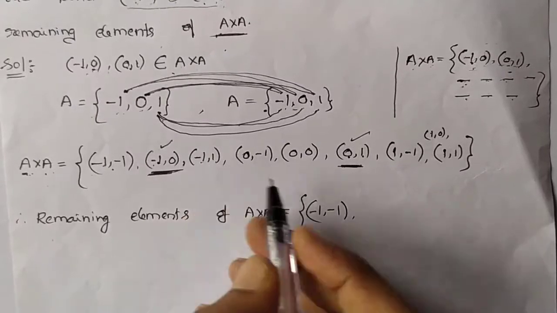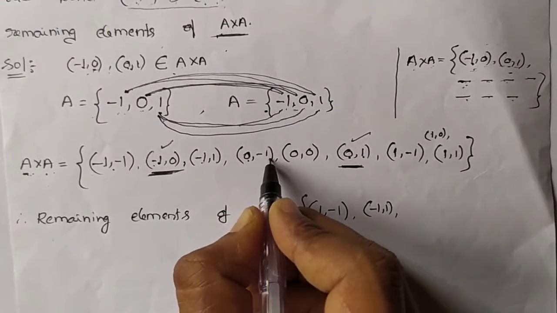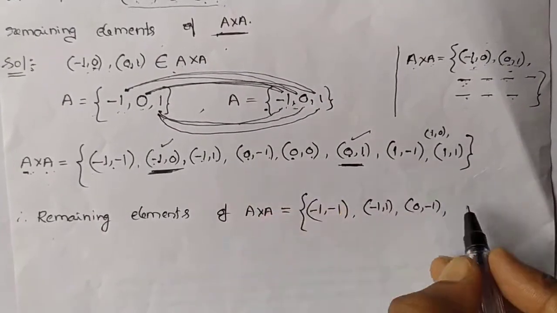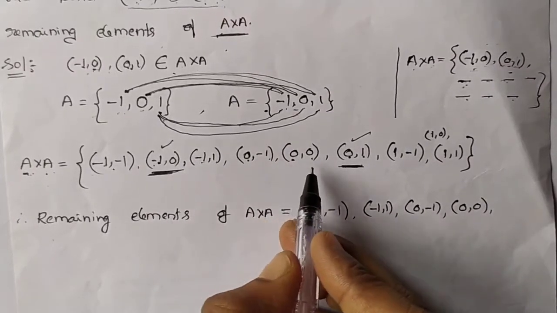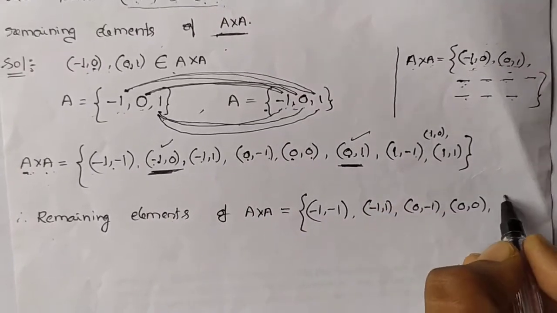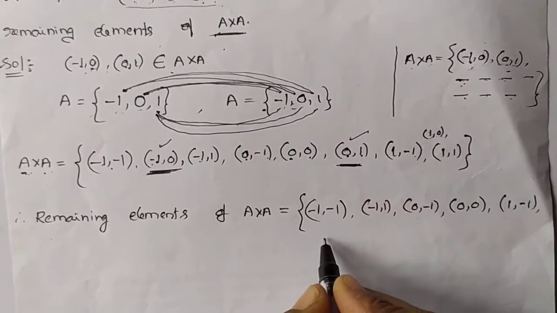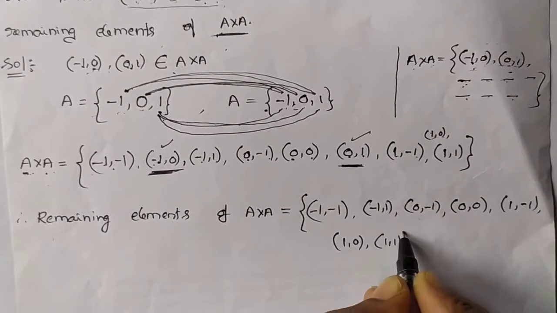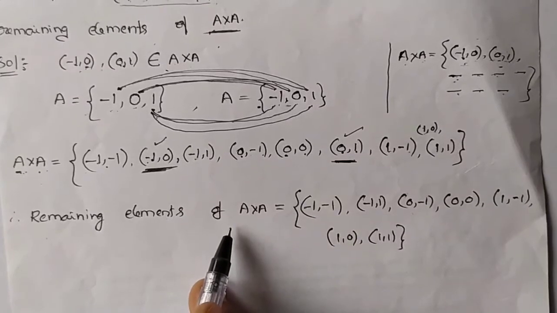Next minus 1 comma 1. Next 0 comma minus 1. Next 0 comma 0. Next 1 comma minus 1. Next 1 comma 0, 1 comma 1. Hence these are the remaining elements of A cross A.